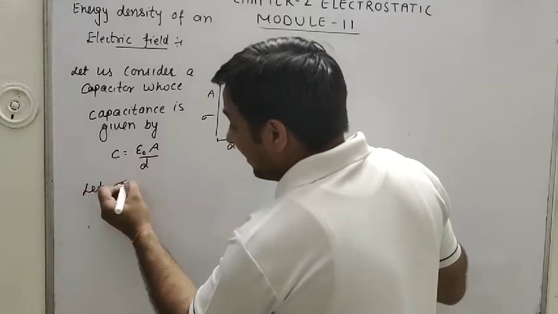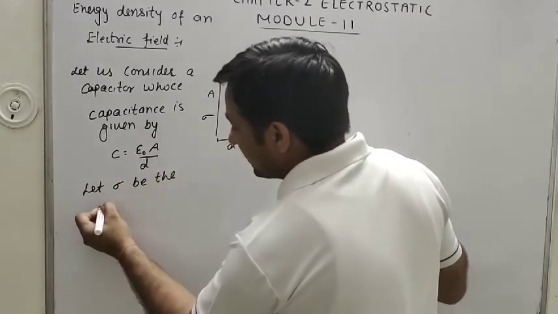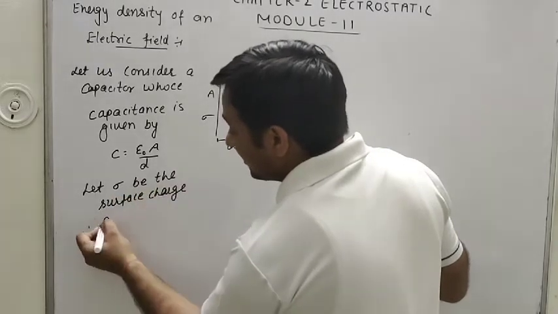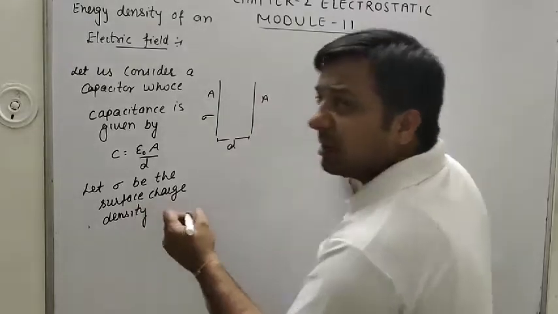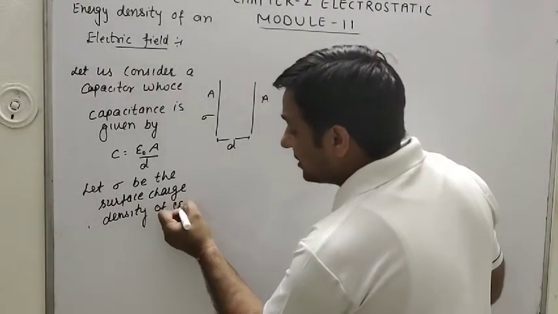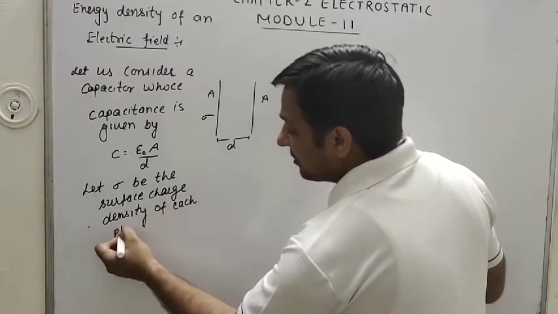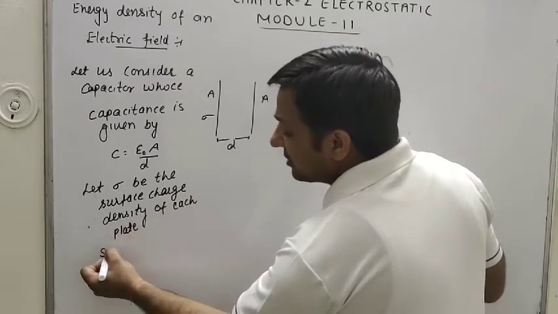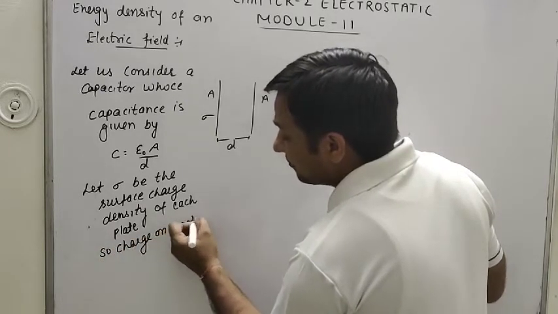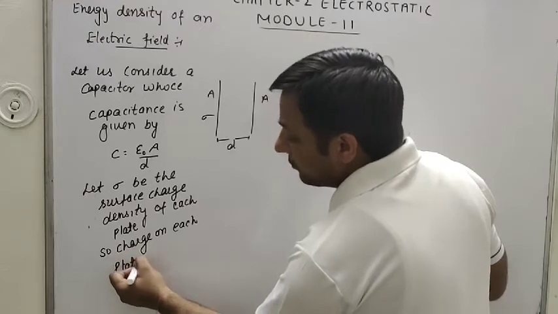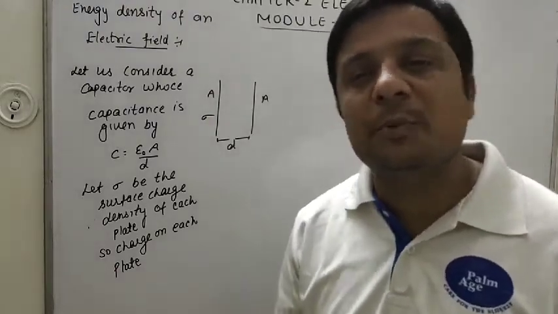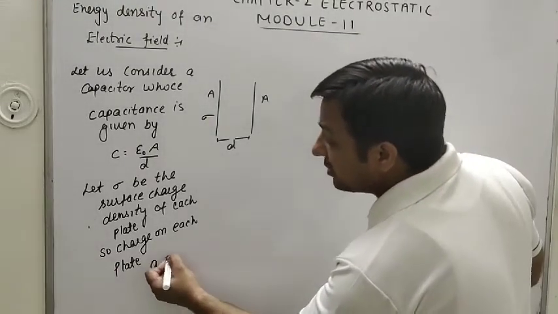Let sigma be the surface charge density of each plate. Dear students, so the charge on each plate, what is the formula of surface charge density? Sigma is equal to charge upon area. So charge is equal to what?